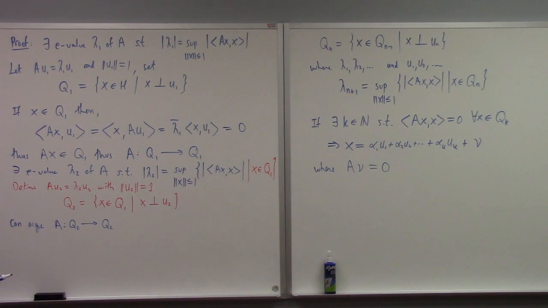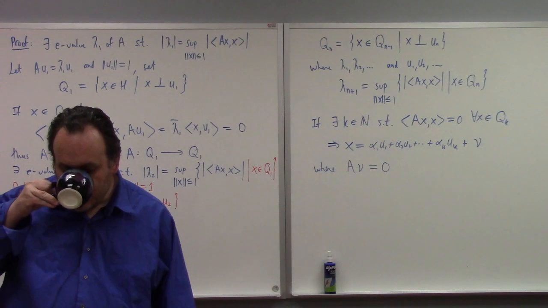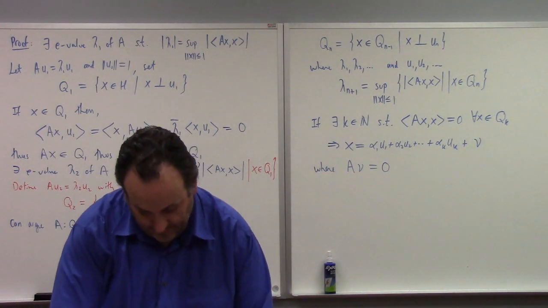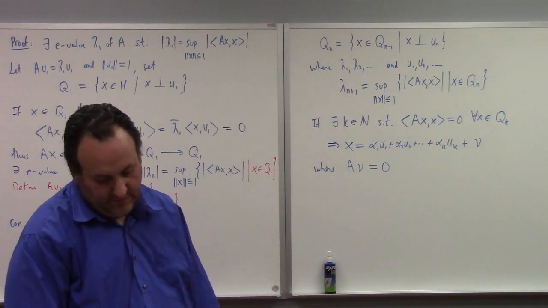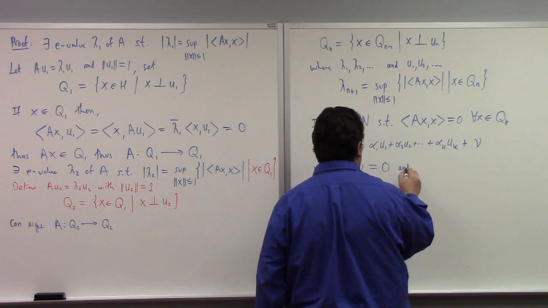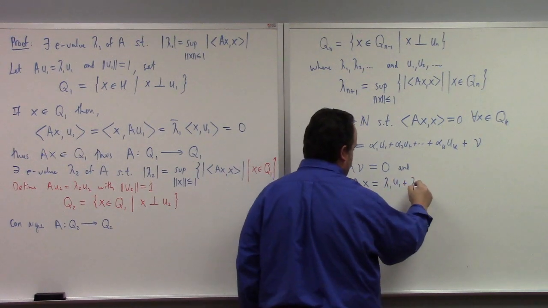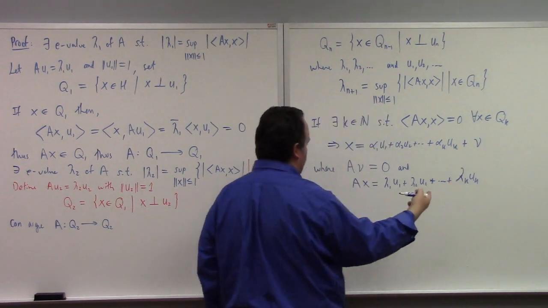Everything has been pretty straightforward to me up to this step. For every x in Q_k, where Q_k is the orthogonal, it's perpendicular to... Oh, and then he's like, in this case, notice that Ax equals what? When you apply A to this formula, what do we get? We get lambda_1 u_1 plus lambda_2 u_2, and so on up to lambda_k u_k, and then it sends nu to 0.